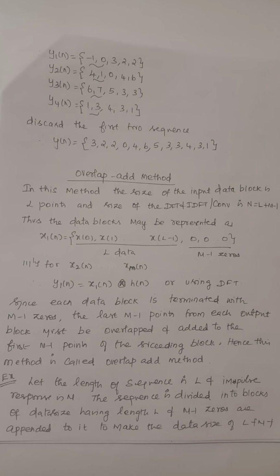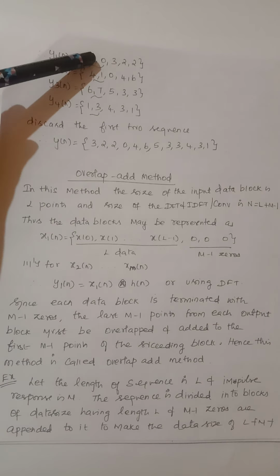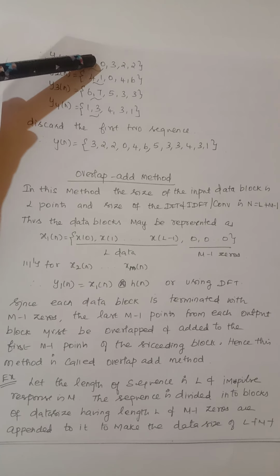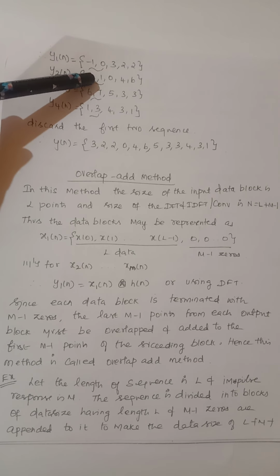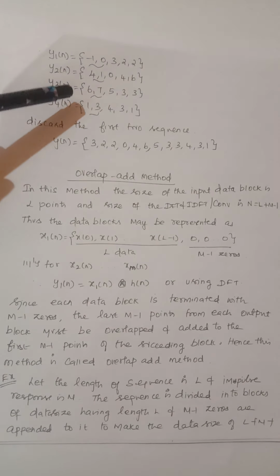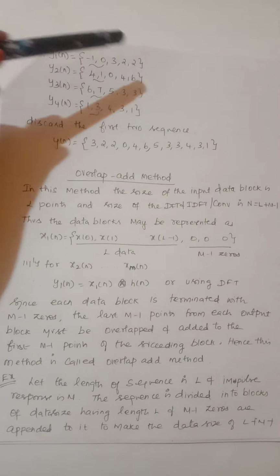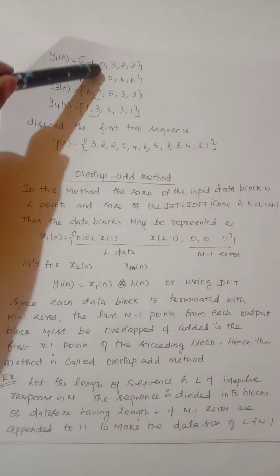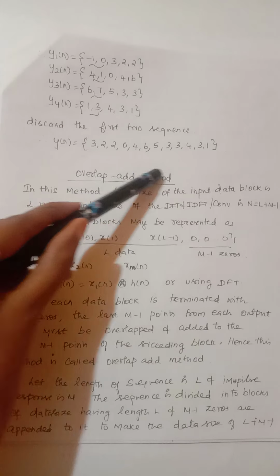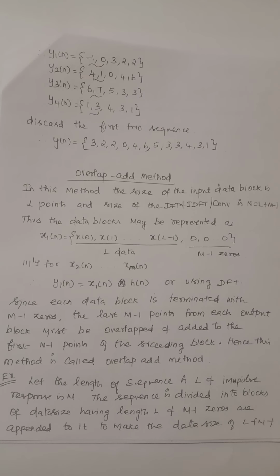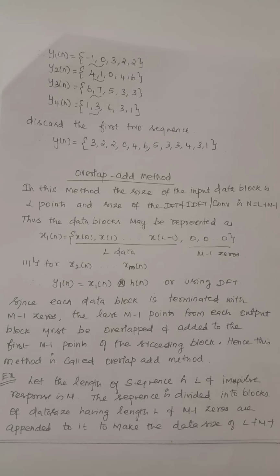In this case, we have appended zeros and used the previous 2 samples. So I am going to discard the first 2 samples of each block, because here I have appended zeros and here I have used 2 samples from the previous data. Here also I have used 2 samples from the previous data. Discarding the first 2 samples, I got this answer y of n.